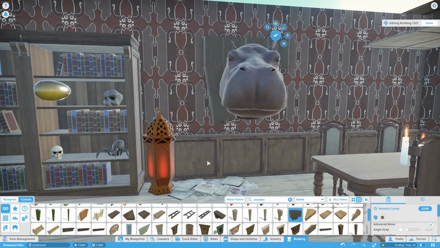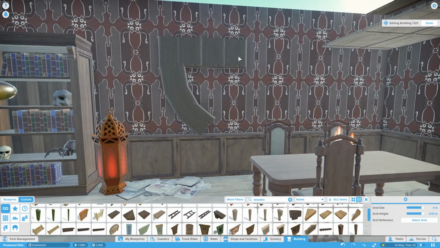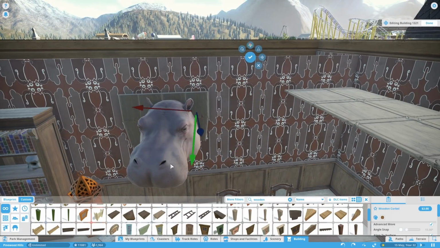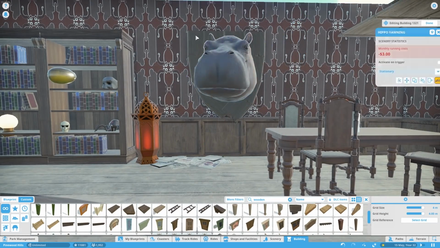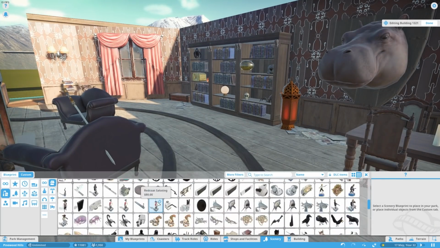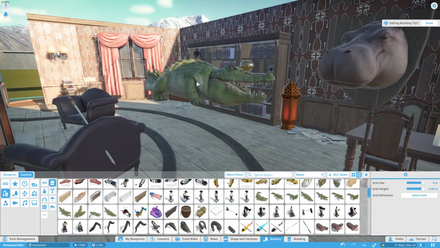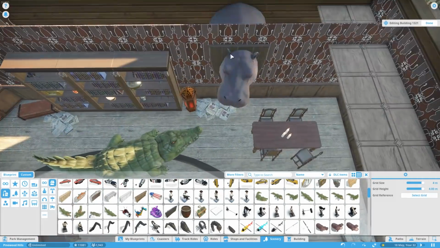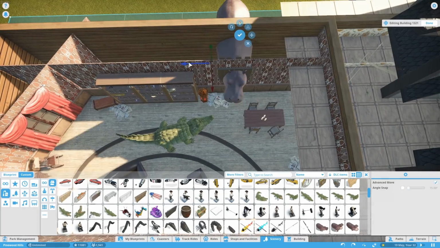I'm not a massive fan of these in real life. I think killing animals for anything other than food is quite disgusting. So I'm not into trophy hunting at all, but I did think, do you know what? This is kind of slightly creepy, but not necessarily spooky stuff that would actually work quite well. So we do a hippo and a crocodile.